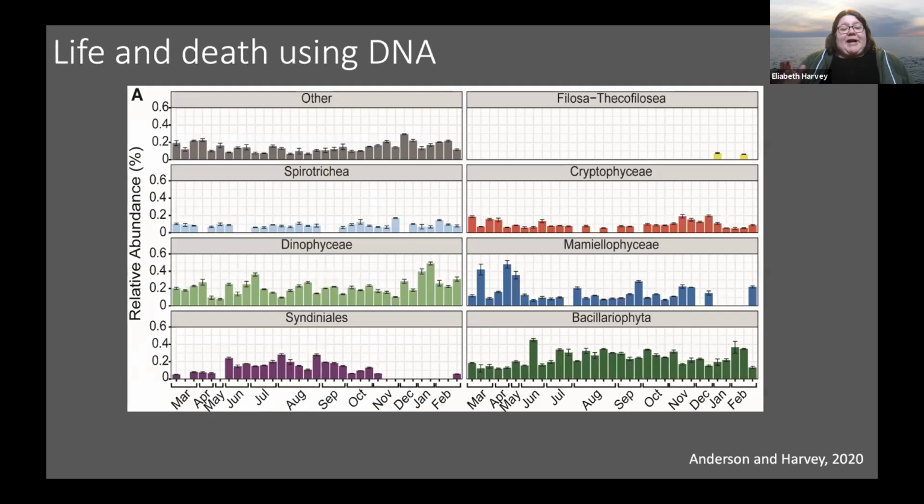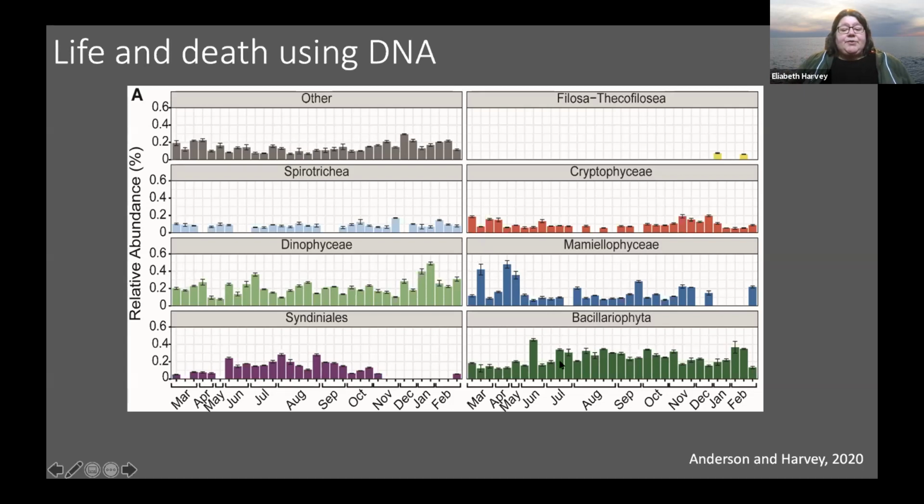Okay, so that was a little bit of life and death, sort of using these bulk measurements, but we also wanted to look at life and death using DNA metrics. And so we collected DNA filters. We analyzed those filters for both 16S and 18S amplicon data, so we could get the prokaryotic and eukaryotic community over time. And so what I'm showing you here is the relative abundance of the top prokaryotic communities that we saw over time in our sample.